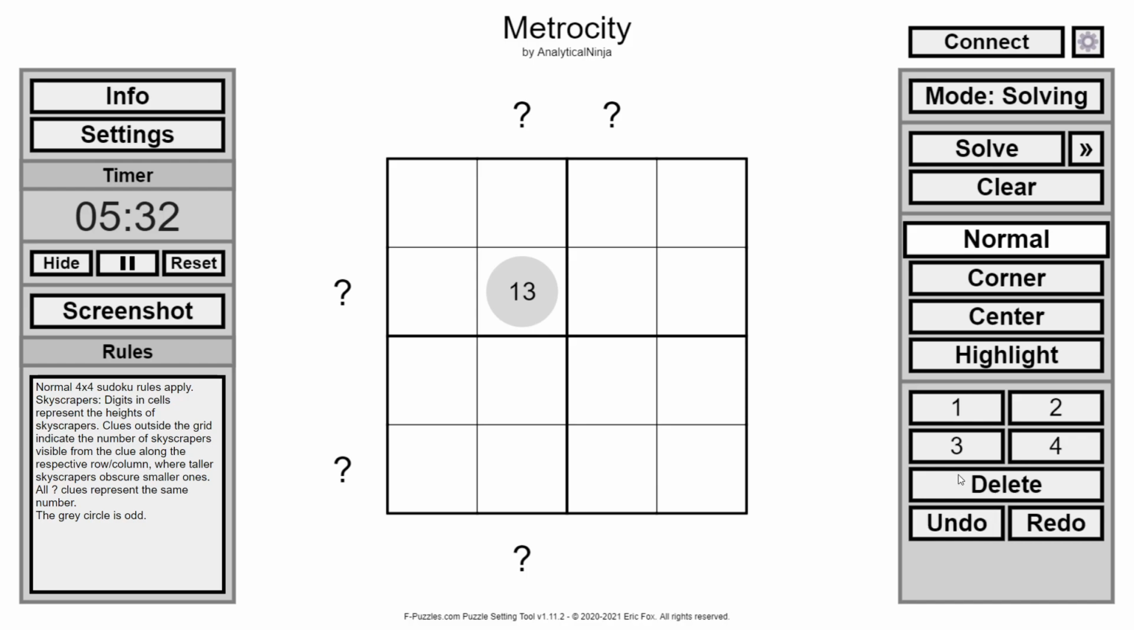Okay, so maybe... I think it must be 2 and 2. I'm not 100% convinced, but I don't think it can be 3 and 3. And it definitely can't be 1 or 4. So I think it must be 2.